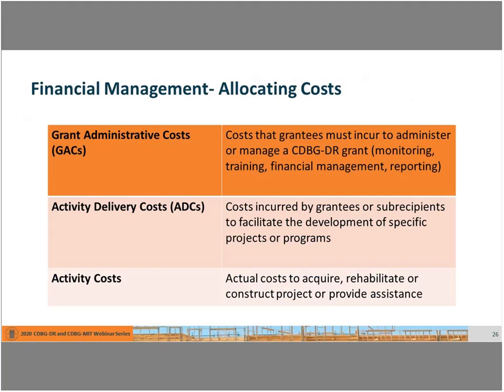Given your 5% cap on administrative costs for your grant, it's important to allocate costs accurately so that you have sufficient administrative funding for the life of your grant. The chart on this slide provides definitions for each cost category. For example, time devoted to development of policies and procedures for a housing rehab program are activity delivery costs for that program. A citizen participation plan revision can be considered a planning cost.